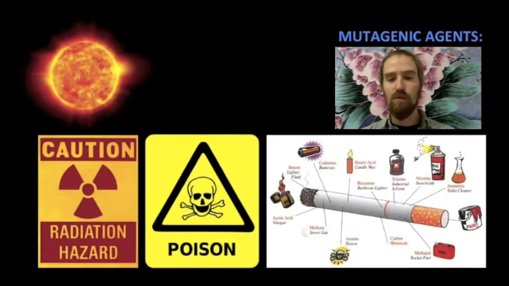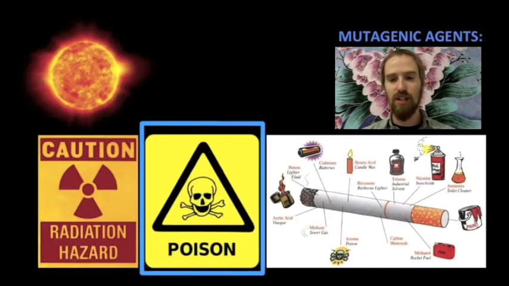These things that cause mutations are called mutagens, or mutagenic agents, and we expose ourselves to some of these almost every day. Poisons and toxins in our environment can cause mutations, things like formaldehyde, benzene, and arsenic.